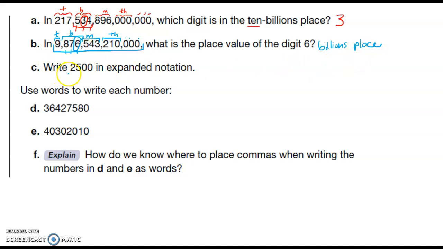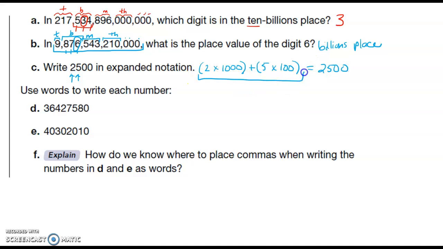Okay, and then this says write 2500 in expanded notation. Basically what you do when you write in expanded notation is you take the numbers that you have and you multiply them by the place value. Let's see if I can explain that a little bit better. So I know that the 2 is in the thousands place. So it's 2 times 1000, because that's the place value, plus, and I know the 5 is in the hundreds place, 5 times 100. And that's it. And that's going to equal your 2500.